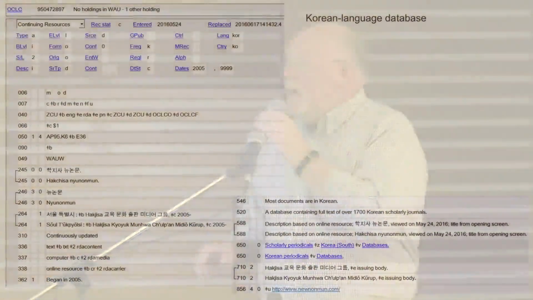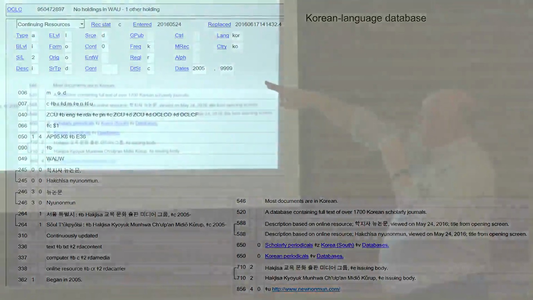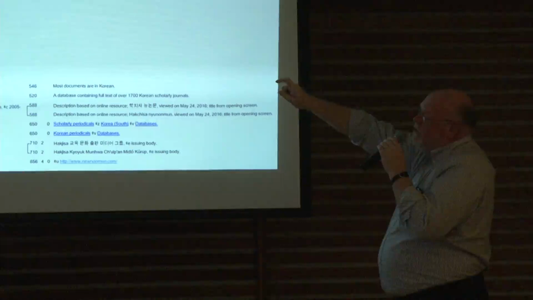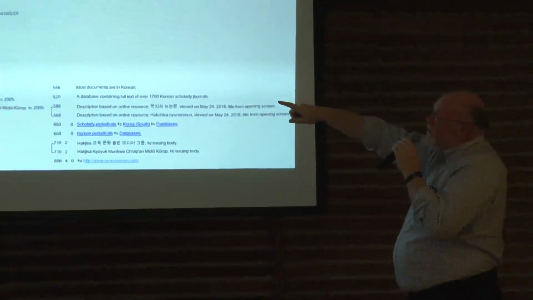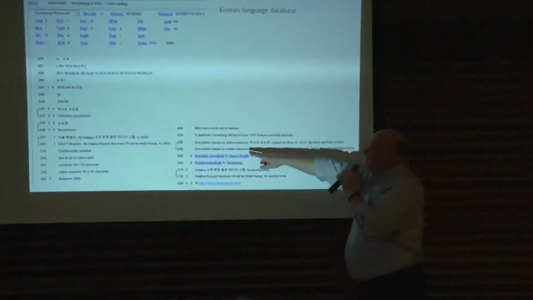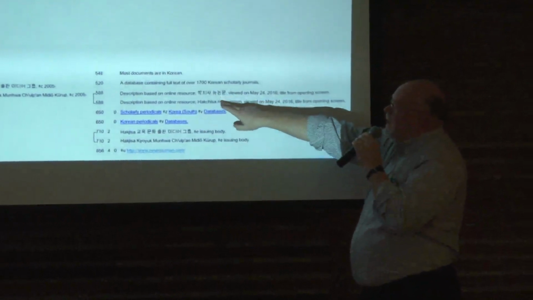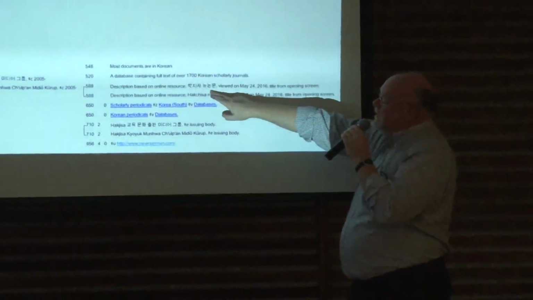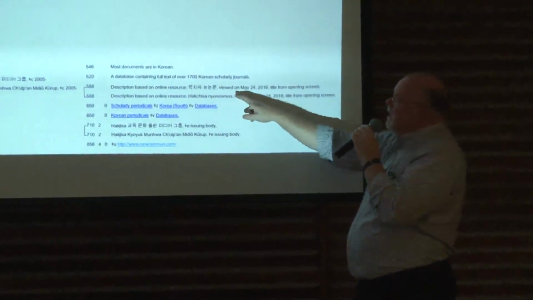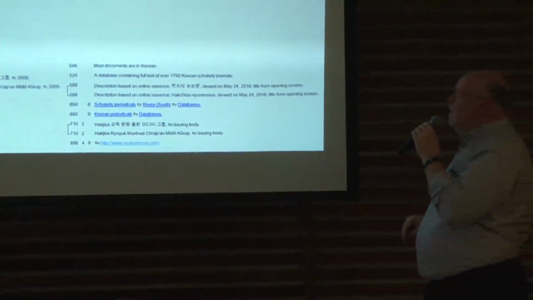And then we have a Korean language database. The coding is going to be for any other database, so your SL is going to be 2 up in the fixed field. You're going to have your standard 06, 07, everything else. This one, the cataloger based the description on online resource, and then they provided the specific provider of the database, the view date, and the title source.